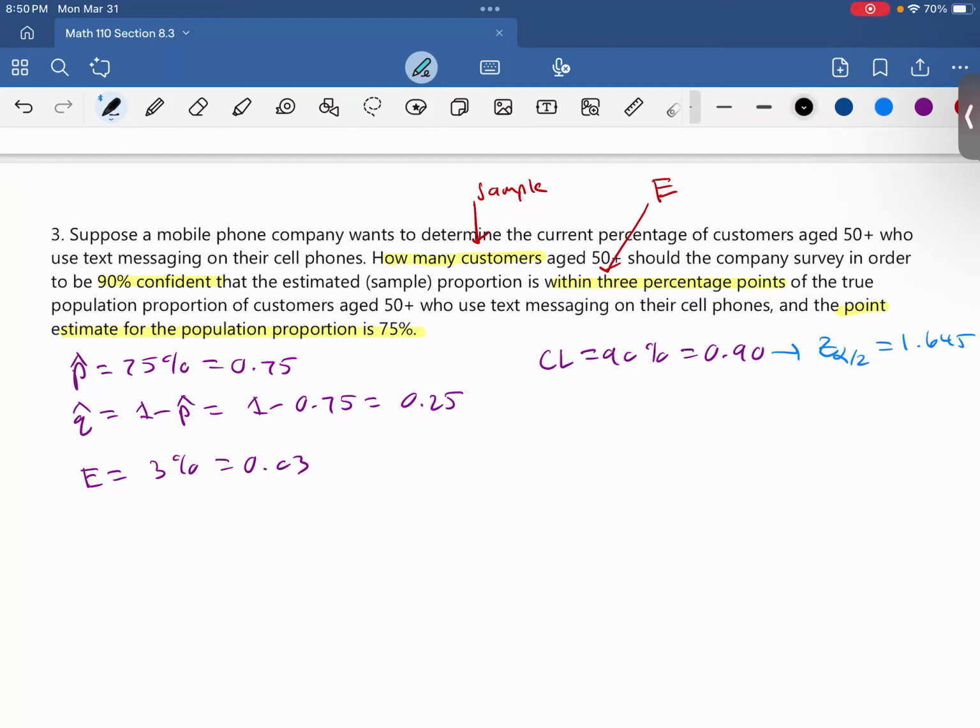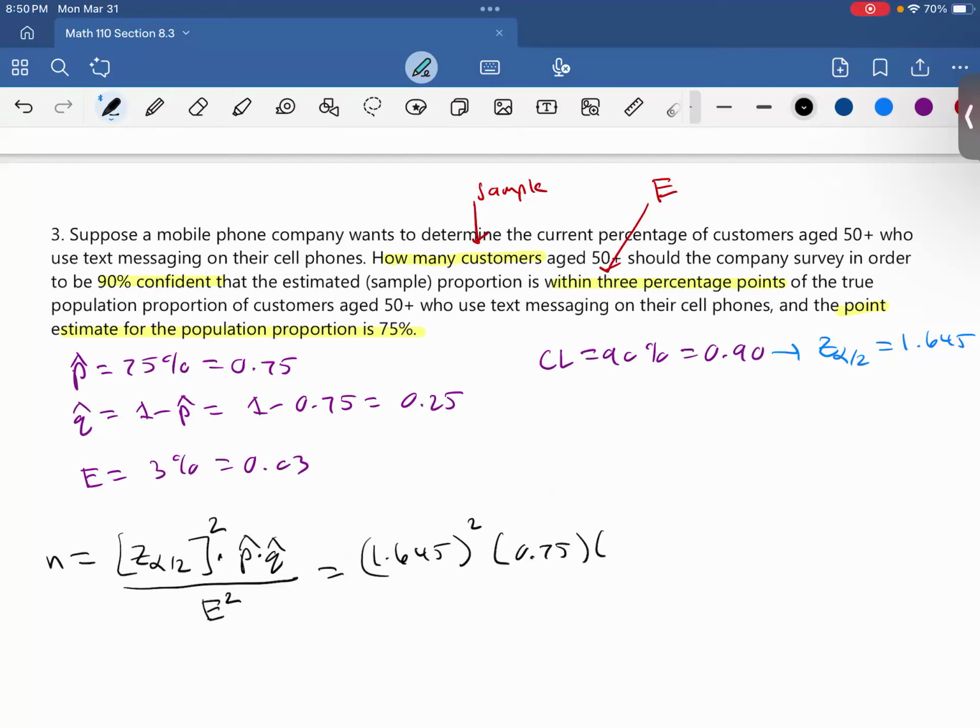Since we have p hat and q hat now, we have to use a different sample formula. This will be critical value z, times p hat times q hat, all over error still squared. Let's put in these values. We have 1.645 squared times p hat, which is 0.75, times q hat, which is 0.25, and it's all over 0.03 squared.